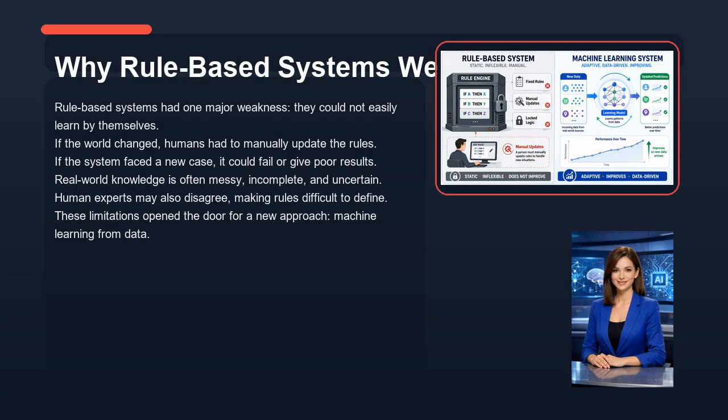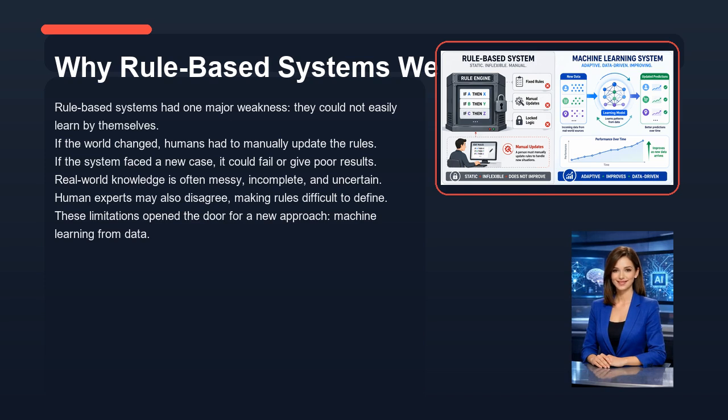Now let's look at why rule-based systems were limited. Rule-based systems had one major weakness: they could not easily learn by themselves. If the world changed, humans had to manually update the rules. If the system faced a new case, it could fail or give poor results.